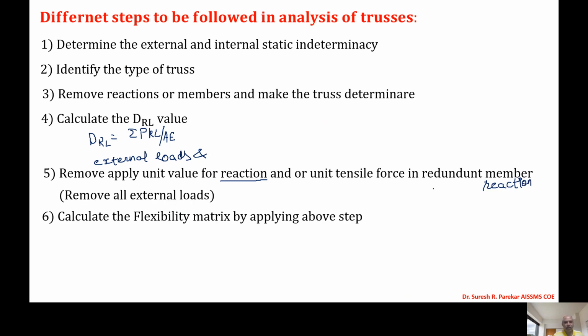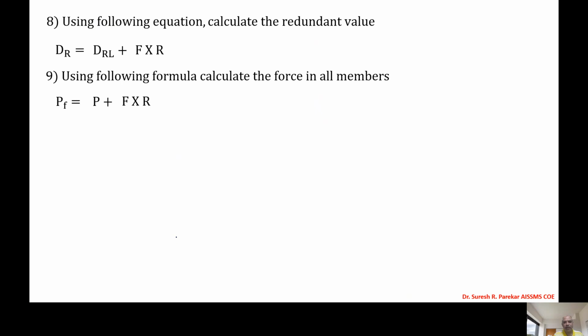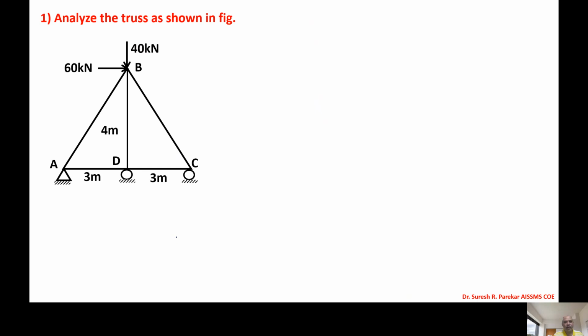Then sixth, calculate the flexibility matrix by applying the above step. We know F is equal to summation K square L upon AE. Calculate DR value, then use this formula, and using the above formula we calculate forces in all members. So these steps we have to use. Now we will go with the problem in class. We have started with this problem, where 60 kilonewton and 40 kilonewton loads are acting.